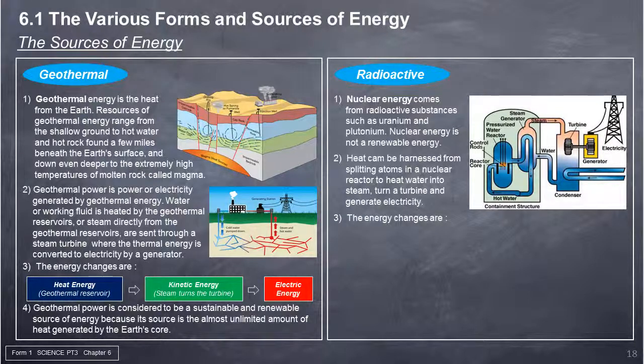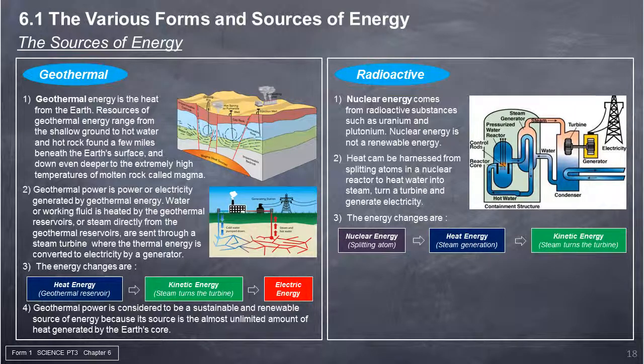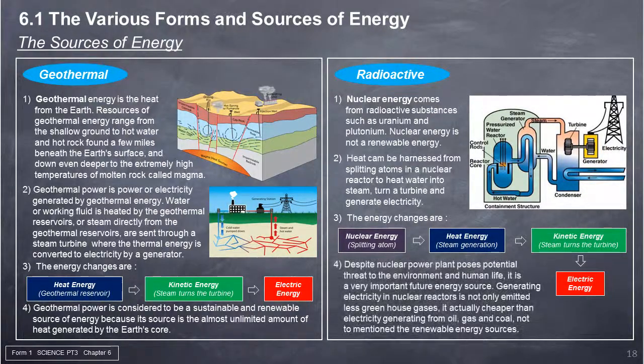3. The energy changes are: nuclear energy of splitting atoms changed to heat energy of steam generation, changed to kinetic energy of steam that turns the turbine, changed to electric energy. 4. Despite the potential threat nuclear power plants pose to the environment and human life, it is a very important future energy source. Generating electricity in nuclear reactors not only emits fewer greenhouse gases, it is actually cheaper than generating electricity from oil, gas, and coal, not to mention the renewable energy sources.